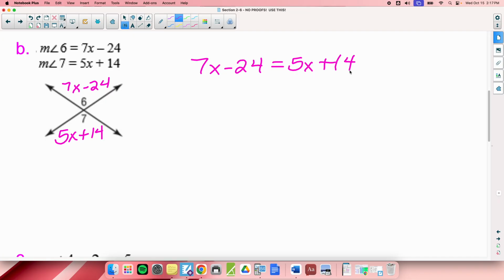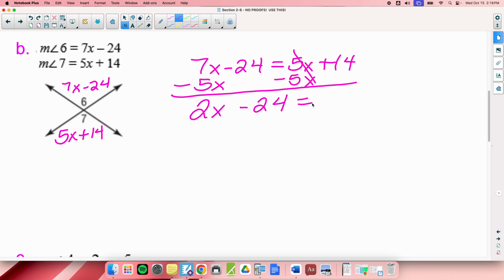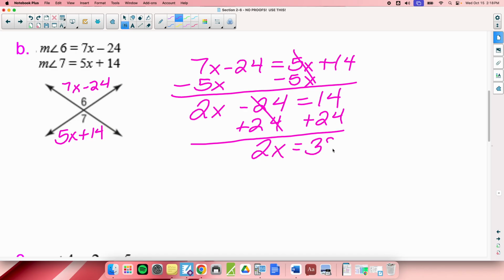Now if I bring the 5x over here, I have to subtract 5x. Okay? Now 7x minus 5x is 2x. Minus 24 equals 14. Then what would we do? We would put a plus 24. Which would bring that to 38. Very good. So I get 2x equals 38. Divide by 2. And x is 19.